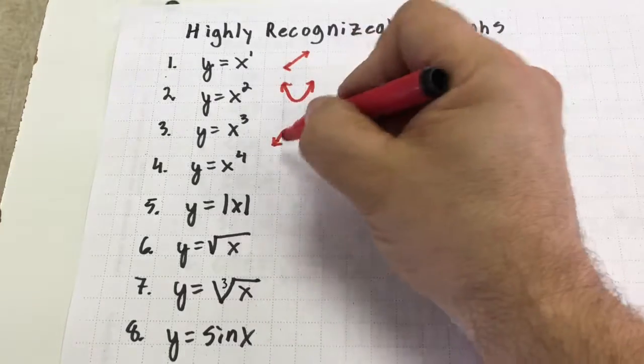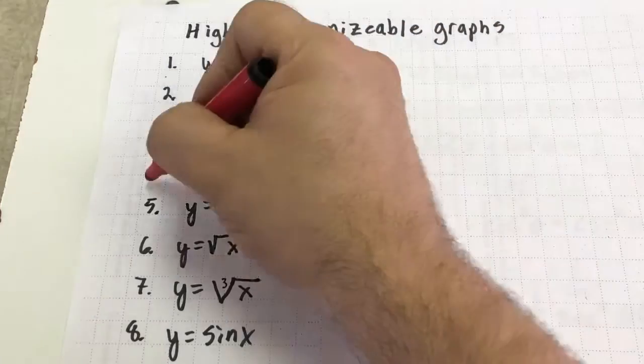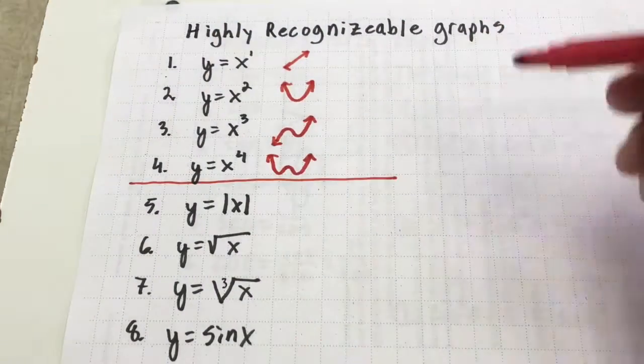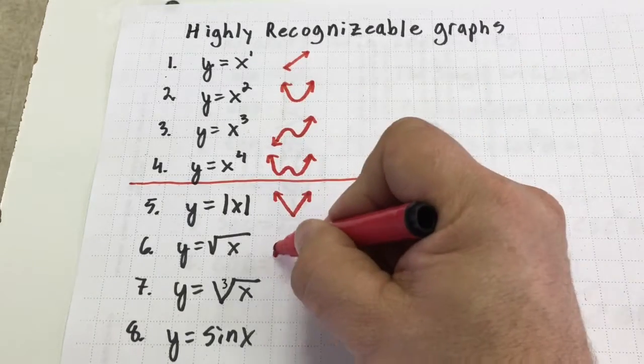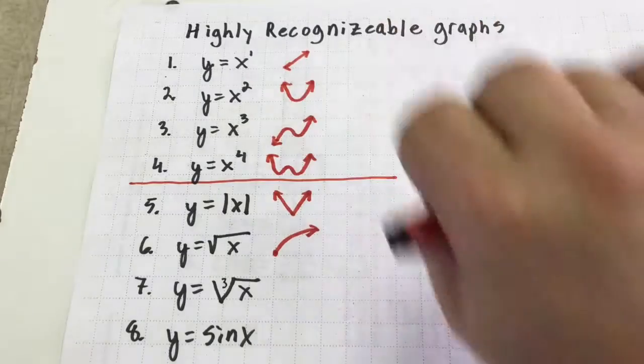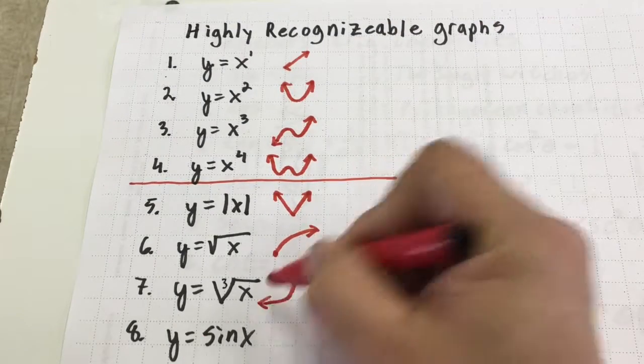And x to the fourth is going to look like a big W. Now that's, again, an exaggerated version of x to the fourth. Now, those were all polynomials. These graphs are just plain old functions, so absolute value of x is going to give me a v. Square root of x is half of that turned on its side. Cube root of x, kind of a strange function, but that's what it looks like.